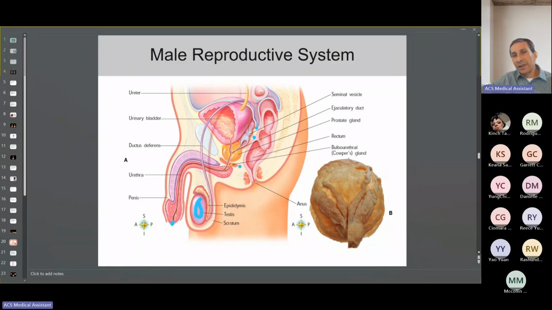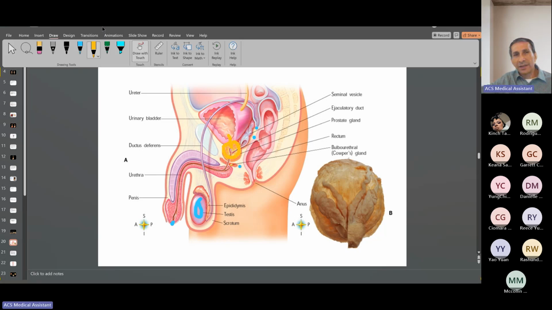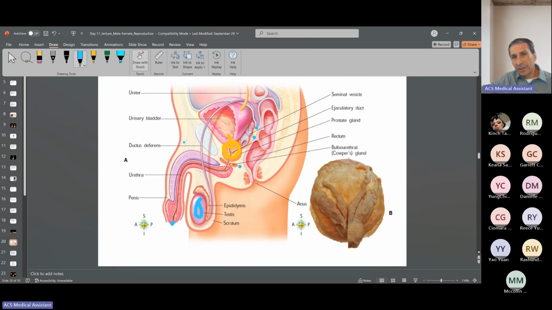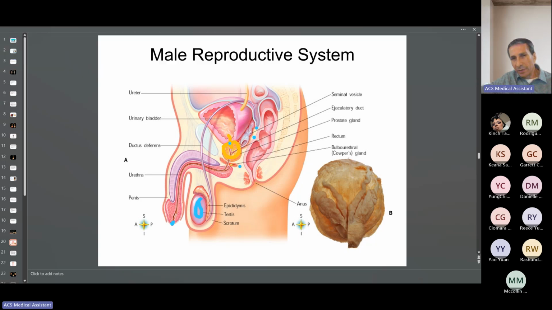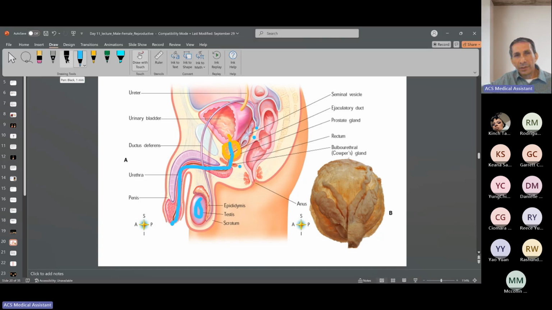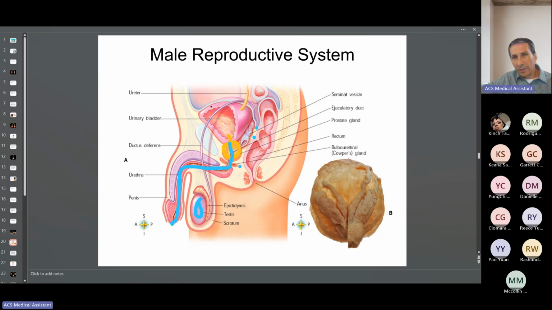So this is the gland right here. See? It is surrounding the urethra that passes here. So this is the urethra. The urethra is the tube that drains the urine from the urinary bladder. So the whole thing is the urethra. So you see, this is the urinary bladder. I'm going to put it in another color. This is the urinary bladder.